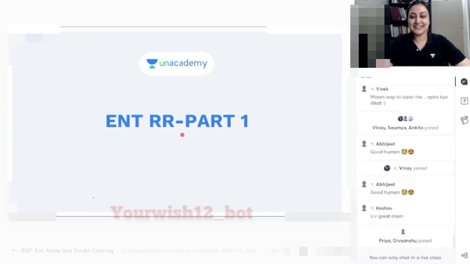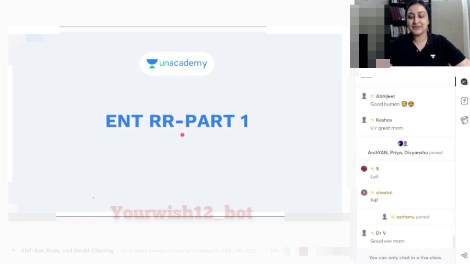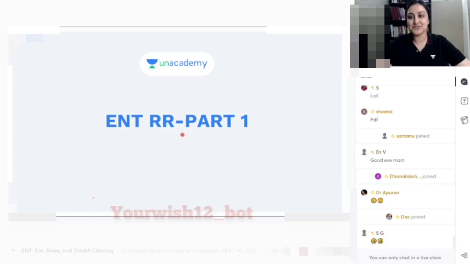So this is ENT rapid revision. We're going to be doing ear and nose today, and then we have larynx and pharynx, which is going to be done tomorrow.